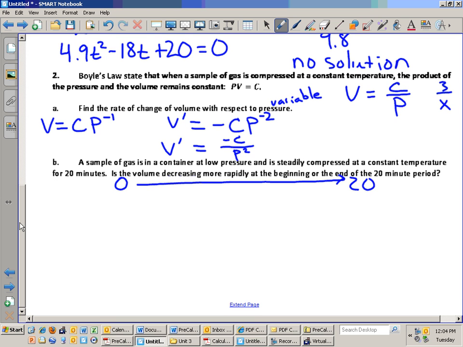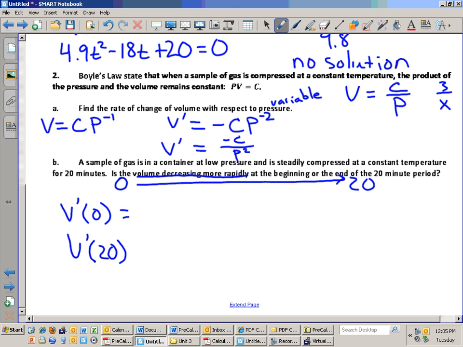The question is, is the volume decreasing more rapidly? So that's a rate at the beginning or the end. So all I want to really find is, you know, V prime of 0 and V prime of 20. So we have V prime of 0. If we plug in 0, we would get what? Into the derivative. You can't really plug 0 in for P, can you?